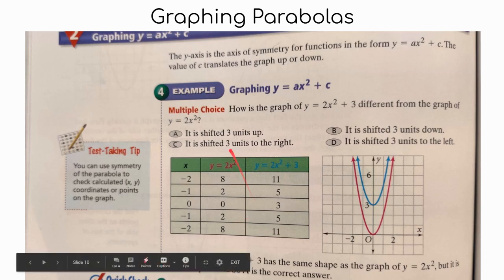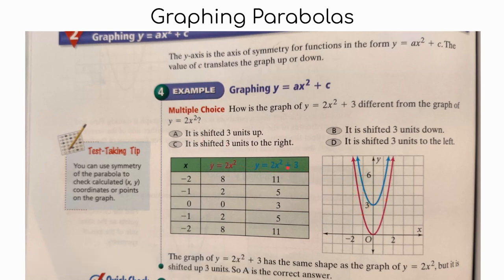All right, so let's address the question. For these two graphs, if one equation has a +3 and the other one does not, what is the shift? You're going to see it's a vertical shift 3 units up. So the correct answer is A.